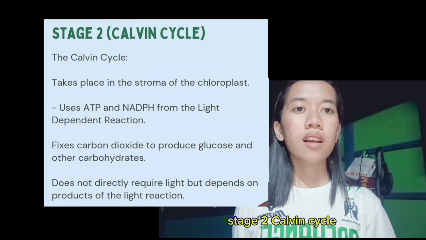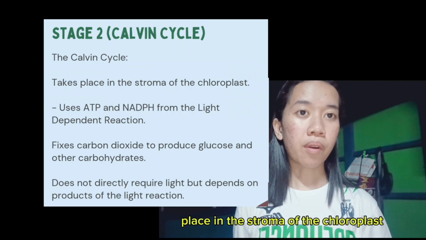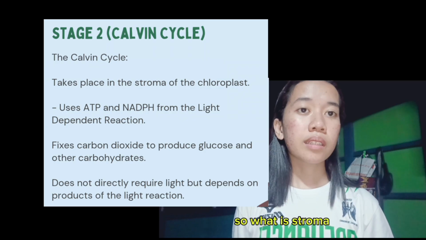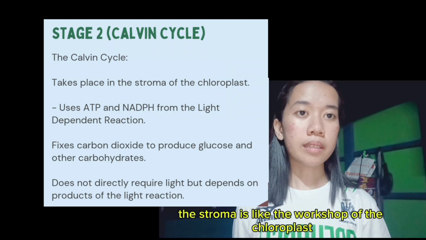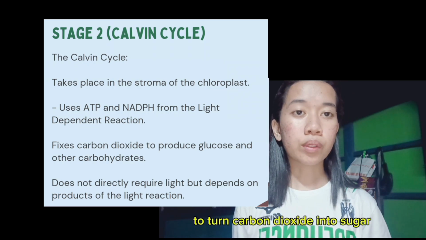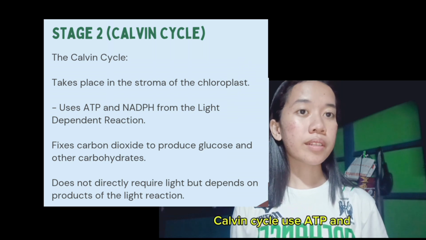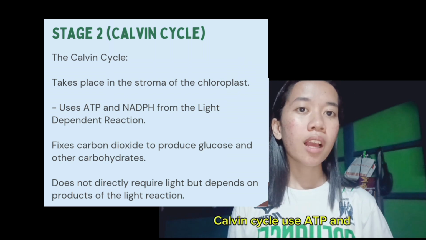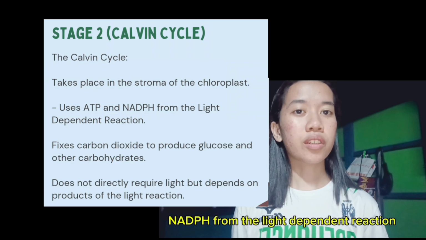Stage 2, Calvin cycle. The Calvin cycle takes place in the stroma of the chloroplast. So what is stroma? The stroma is like the workshop of the chloroplast, where the Calvin cycle can use energy and enzymes to turn carbon dioxide into sugar. The Calvin cycle uses ATP and NADPH from the light-dependent reaction.